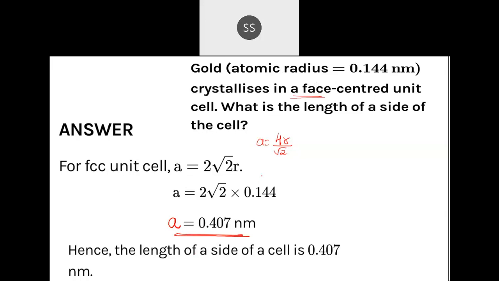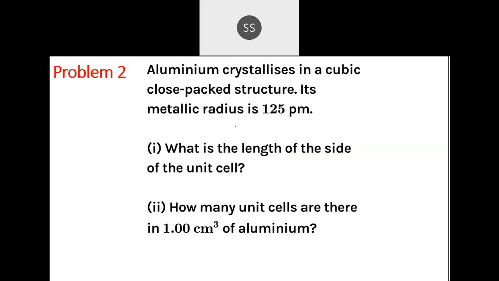Okay, we'll go for the second one. Write down this next question. Aluminium crystallizes in cubic closed packed structure. Its metallic radius is given to you, 125 picometer. What is the length of the side of the unit cell? The first part is to calculate the length of the side of the unit cell. The second part is how many unit cells are present in 1 centimeter cube of the aluminium. But we will work out the first one, which is easy to calculate.